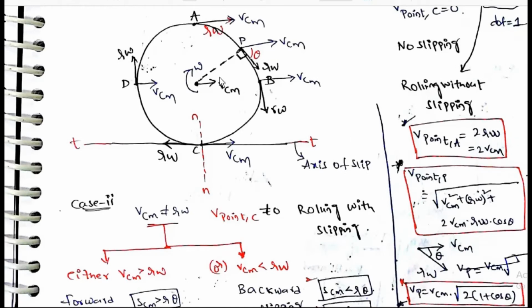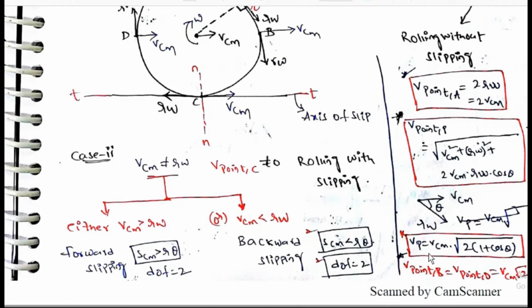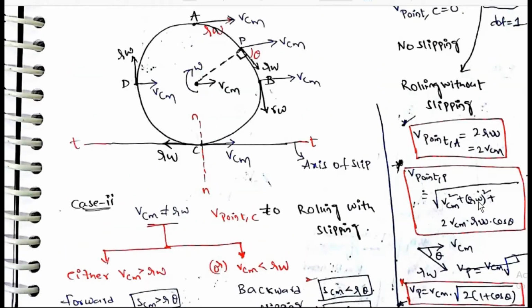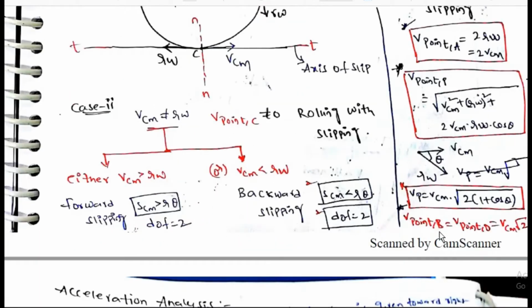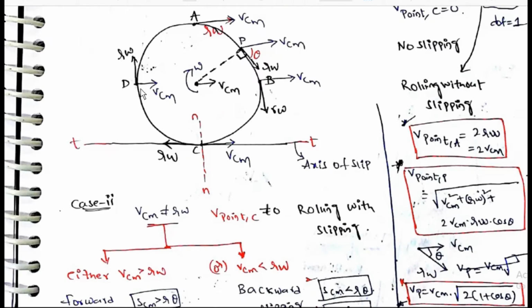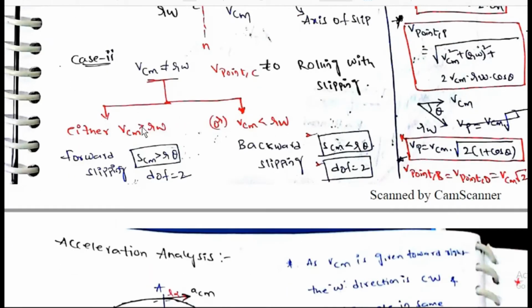V point P, which is here at an angle theta, is root of VCM squared plus R omega squared plus 2 VCM R omega cos theta. Vp is equal to VCM into the root of 2 into 1 plus cos theta. For point B, V point B is equal to V point D, which is VCM root 2.